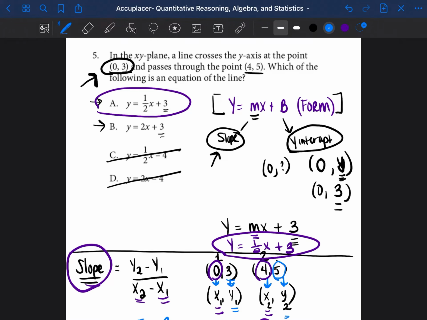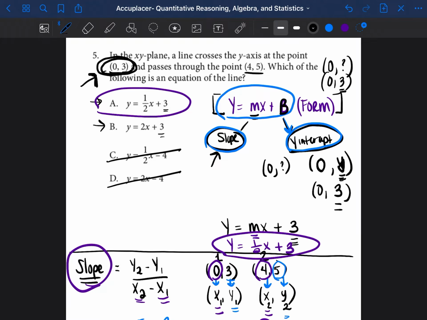Just as a brief review, you're going to write the equation in y equals mx plus b form. B represents the y-intercept. Slope represents the m. So in order to figure out what the y-intercept is, just find the point that's written with a 0 and a random number. In this case, it was 0, 3. That 3 is what b is going to be.